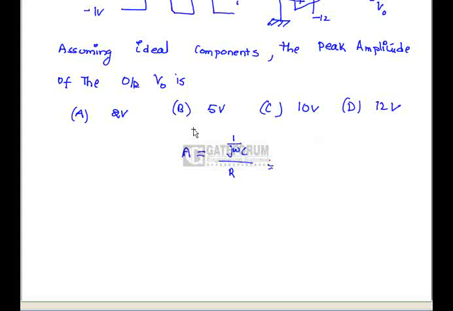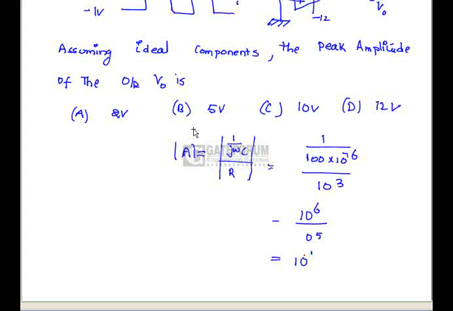Here the magnitude of the gain is 1 by 100 into 10 power minus 6, divided by 10 power 3, which equals 10 power 6 divided by 10 power 5, which equals 10. Gain is 10. Hence the output varies from plus 10 to minus 10, so the peak amplitude of the output voltage is 10 volts. Option C is correct.